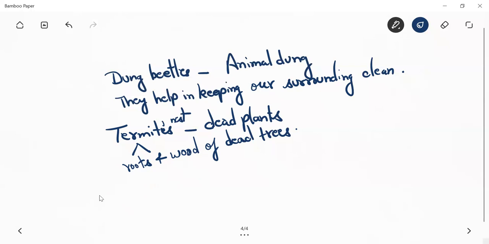Some insects feed on seeds. Now, where will you find these insects which feed on seeds? You'll find them in wheat. Ma'am, they spoil food grains.